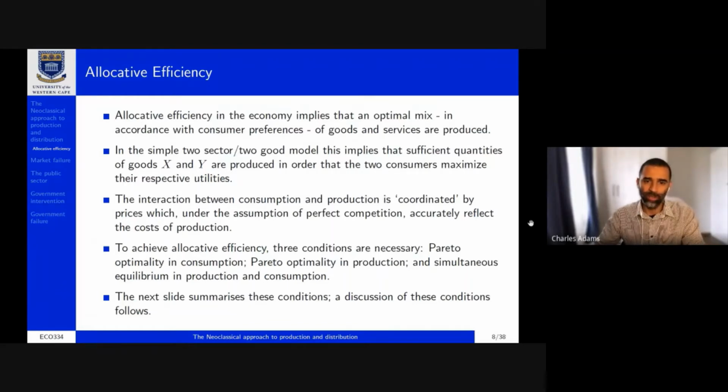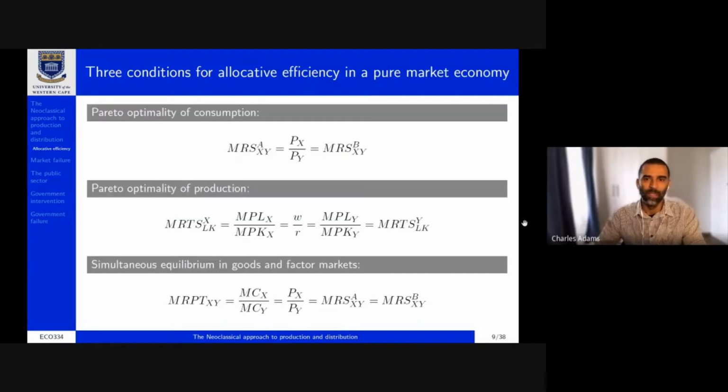Okay, to achieve allocative efficiency, there are three conditions necessary. And these are Pareto optimality in consumption, Pareto optimality in production, and the simultaneous occurrence of these two things, right? So simultaneous equilibrium in production and consumption. All right. So this slide summarizes these three conditions that are required for allocative efficiency. So again, we're doing an overview here. We're not going to write down and solve all the equations to get to these results. We're just asserting these results here, right? But this should be familiar to you from your micro courses.